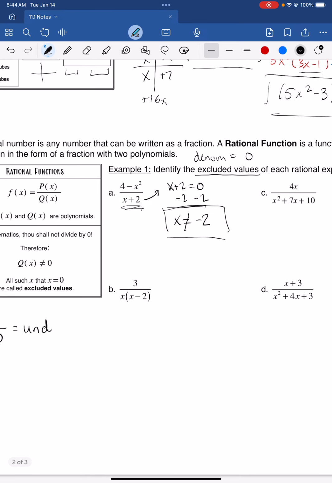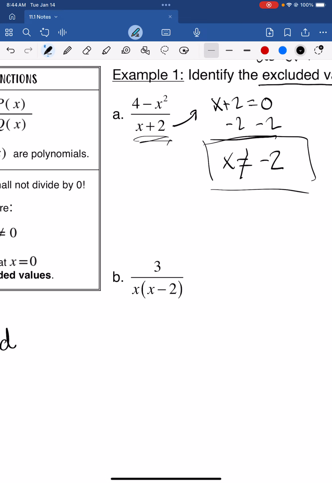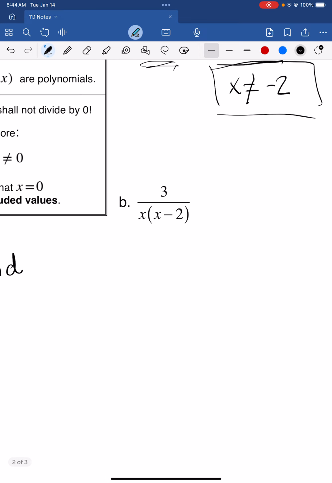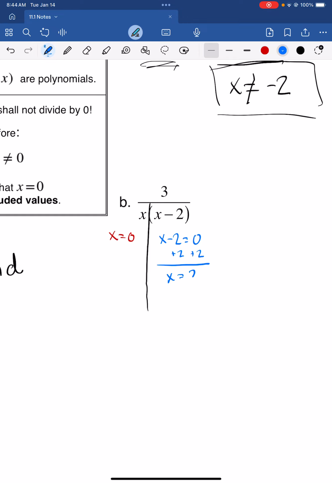All right. Now, this next problem, problem B, it has 2 parts, right? It has this x and it has the x minus 2. So we're just going to set each individual part equal to 0. So this one we don't have to do any work. It's just x equals 0. And then this side over here, we got x minus 2 equals 0. So you got plus 2, and you get x equals 2. Again, excluded values. So x cannot equal 0 and x cannot equal 2. All right.